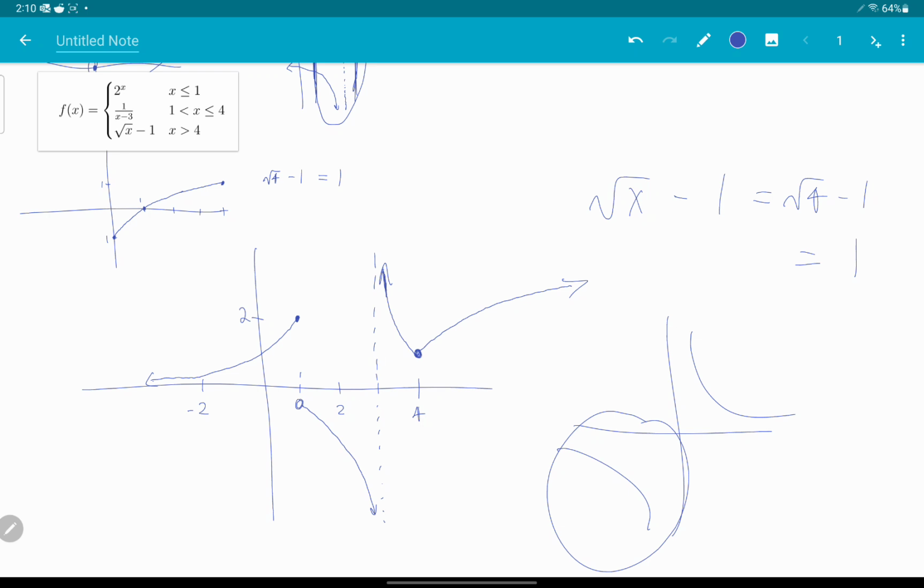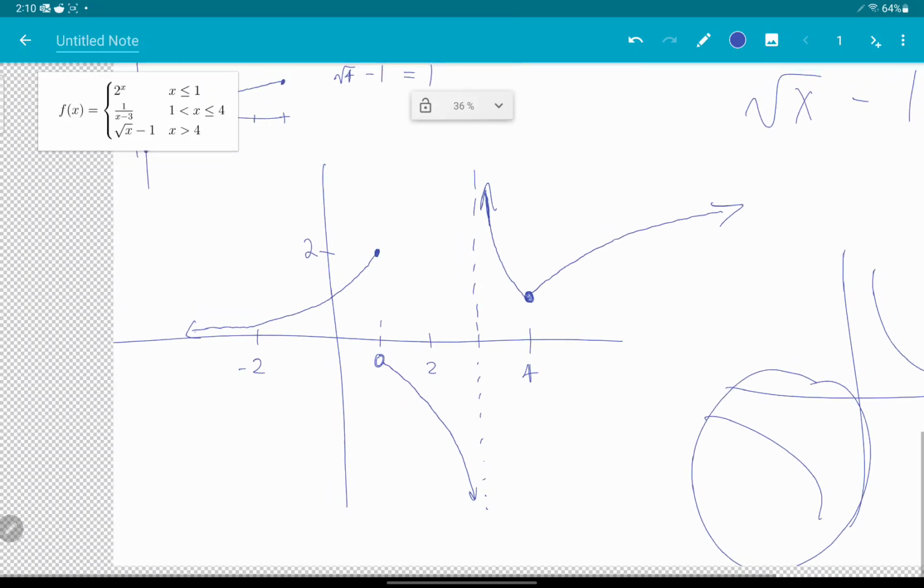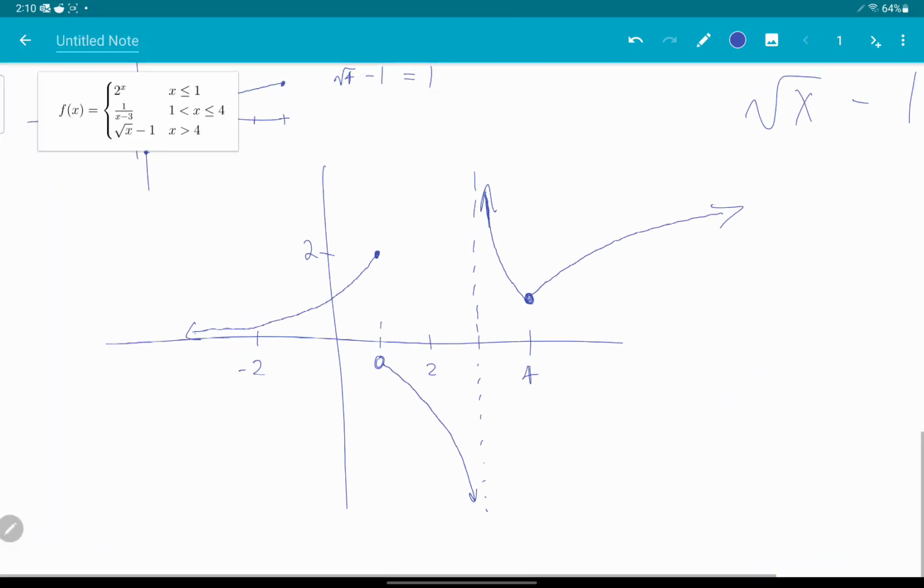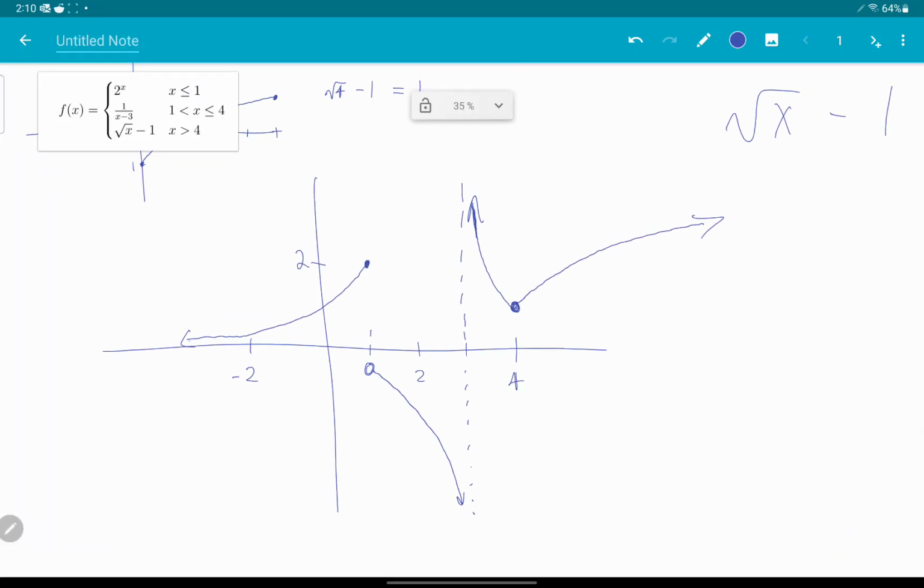Okay, there is our function in all its beauty. Okay, we can see confirmed what we found earlier. We found a discontinuity here at x equals 1, a discontinuity here at x equals 3, and at x equals 4 it's actually continuous, despite the function changing definition there.